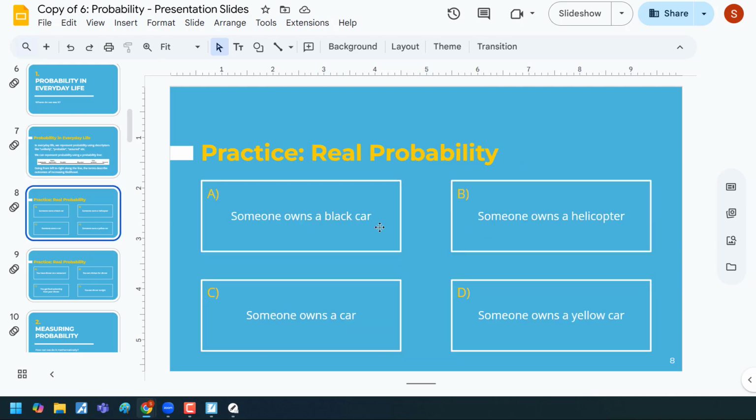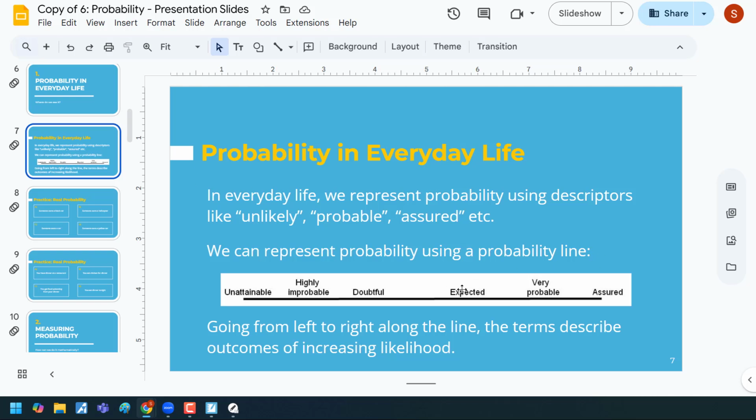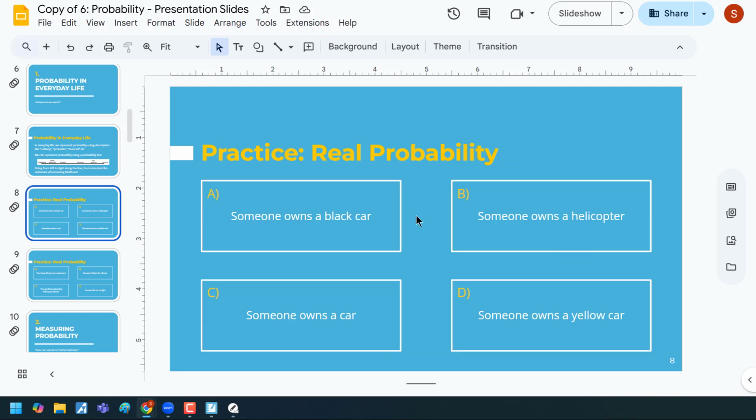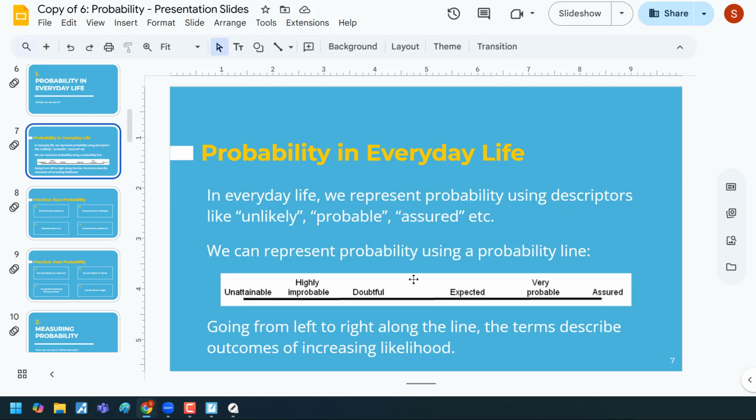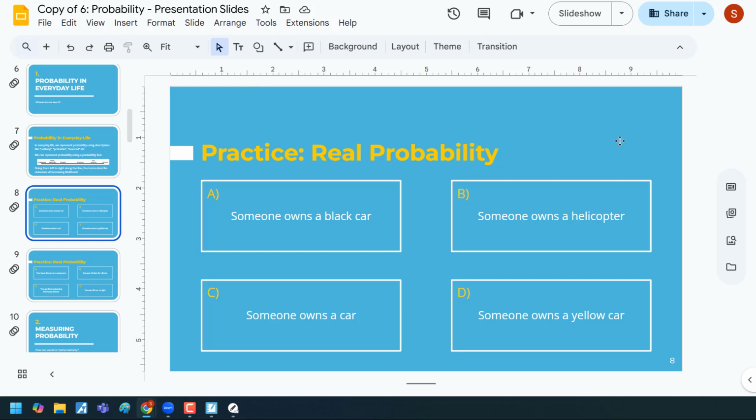So someone owns a black car. I mean, that's kind of expected. There's definitely a lot of people, or maybe very probable even. Someone owns a helicopter. That's highly improbable. I mean, there's definitely at least one person that owns a helicopter, so I don't think it's unattainable, but I'm going to say highly improbable. Like if a random person you ask on the street owns a helicopter.